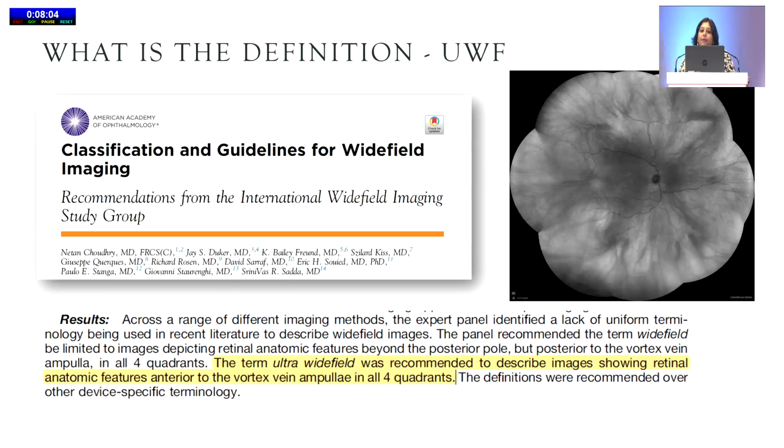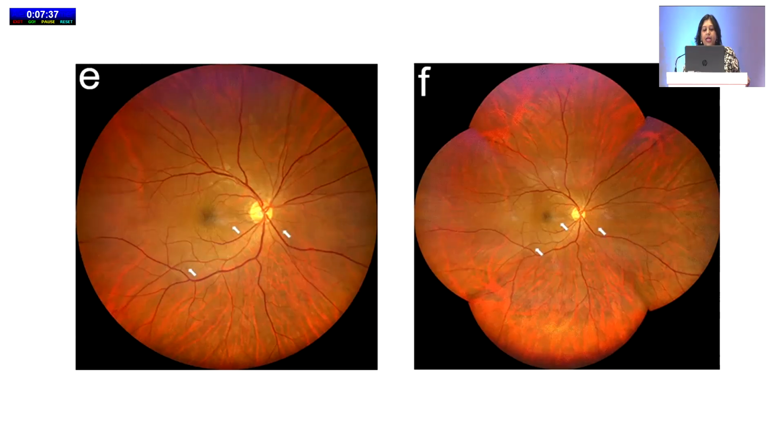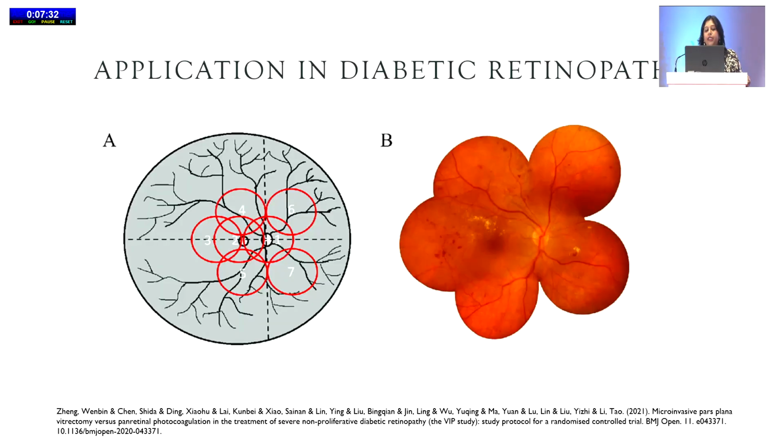There was a lot of ambiguity in the nomenclature relating to wide field imaging, and the study group met in 2019 and labeled wide field as up to the vortex vein ampullae, which is up to 100 degrees, and ultra wide field as further beyond. So up to vortex vein is wide field, and beyond that is ultra wide field. This is how two modern day cameras appear, Add-on versus Claris, just a peek into what a wide field versus an ultra wide field image looks like.